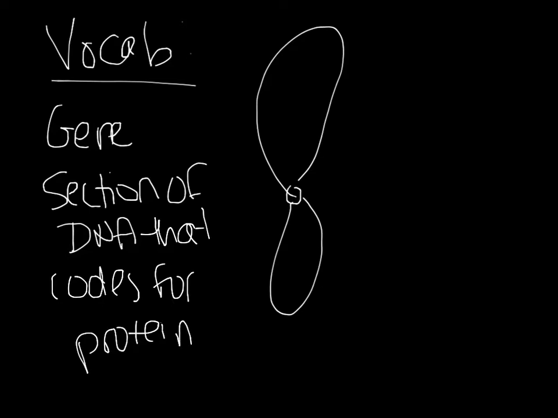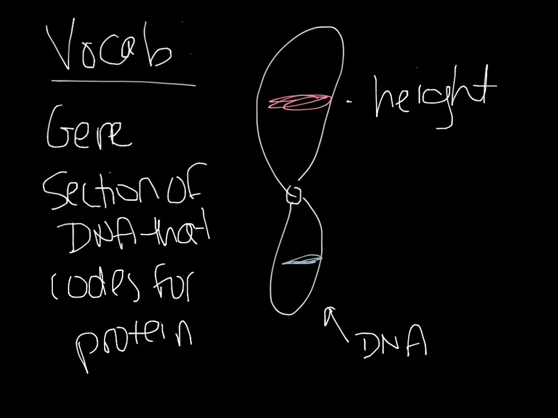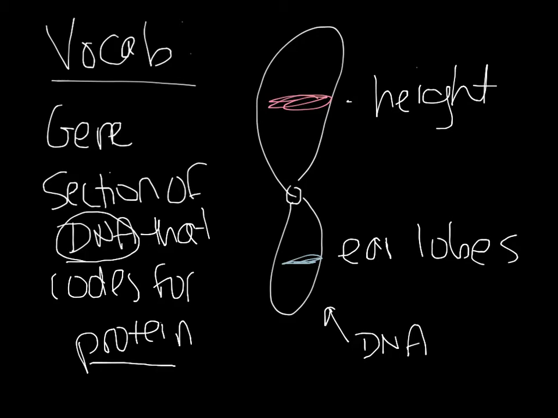So if we took a look at DNA, we could find a gene in different parts. If this is our DNA, we might have the gene for height, and we might have the gene for earlobes in two different spots, but they're specifically on a section of the DNA, and it codes for a specific protein that affects your appearance or affects a disease state.